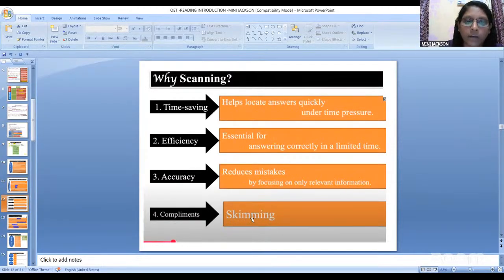Then it complements skimming. Here, time will be saved. Maybe you would take 5 minutes for one question. Can you complete it? We couldn't. So if you go for skimming, we have an idea where the exact points are. In the heading itself, we can understand which text we need to focus on. So time will be saved. Then efficiency, essential for answering correctly in limited time. So if the question mentions treatment or management, we can directly look for that in the text.